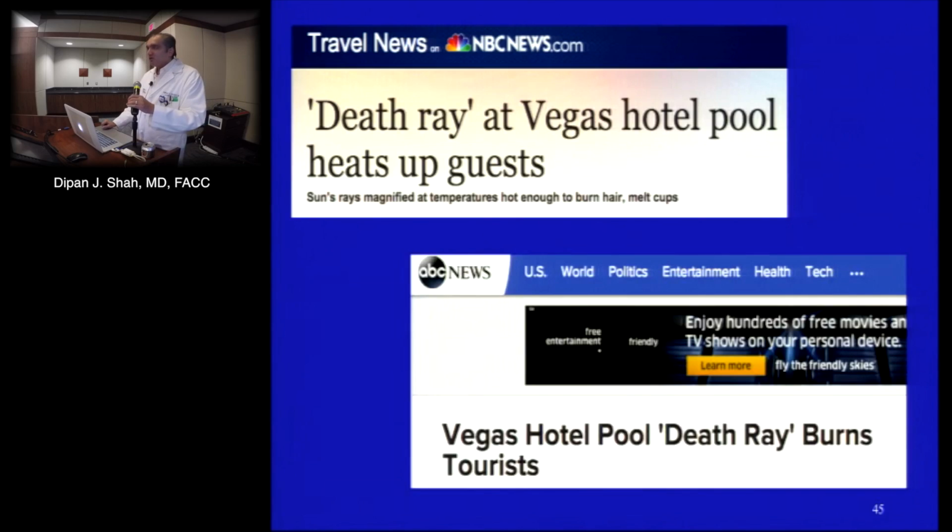Well, you guys all know about the new City Center complex that formed a few years ago, and there was a hotel called the Vdara Hotel, and it got some bad press.